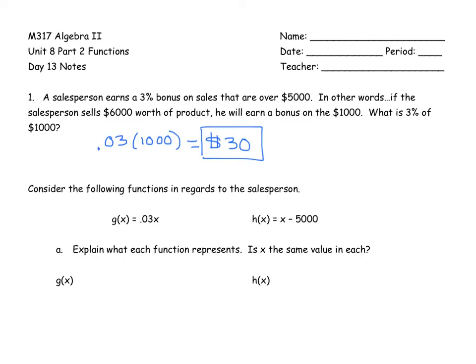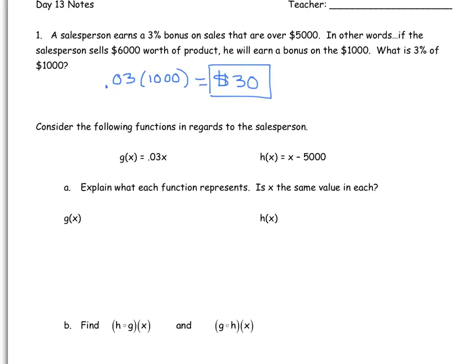Okay, now it says consider the following functions in regards to the salesperson. g of x is 0.03x, and h of x is x minus 5,000. Explain what each function represents. Is x the same value in each? So g of x is showing that we can multiply 0.03 times x. This is representing 3% times the amount of money over 5,000. Basically, this is how much he will earn from his bonus.